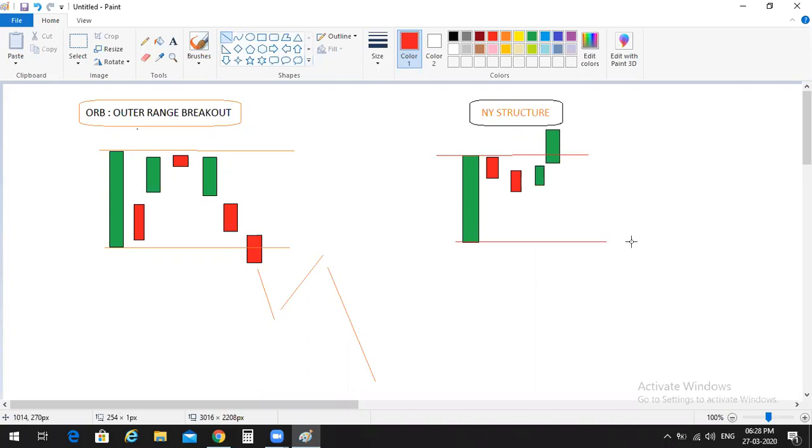Correct? So this is the range over here, high and low, kind of ORB. Till here, if you see three, four candles going within the range, and then it breaches. Okay, so this is nothing but ORB. The difference between this and this is very clear. The candles coming down, if you see over here, have not come more than 50% down.